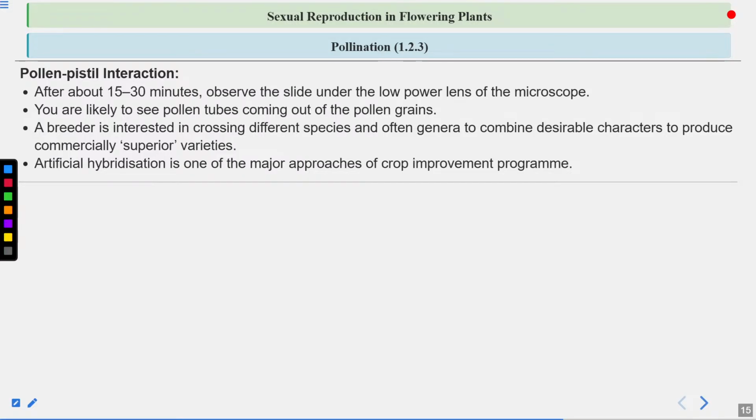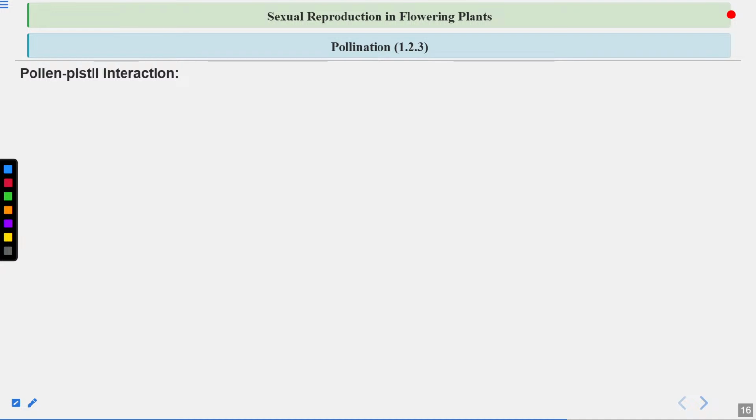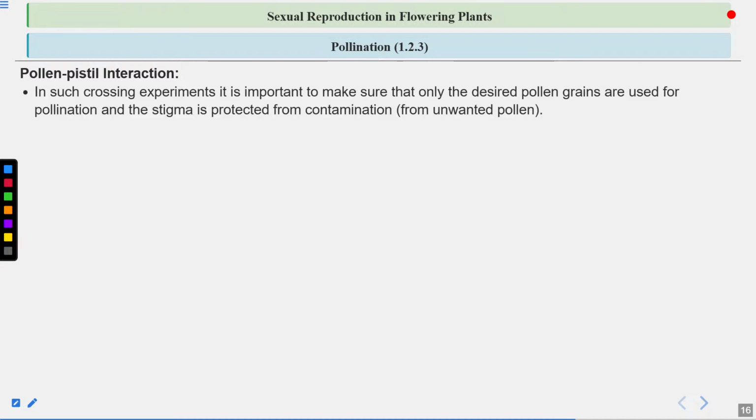So artificial hybridization is one of the major approaches for crop improvement programs. In such a crossing experiment, it is important to make sure that only the desired pollen grains are used for pollination and the stigma is protected from contamination.